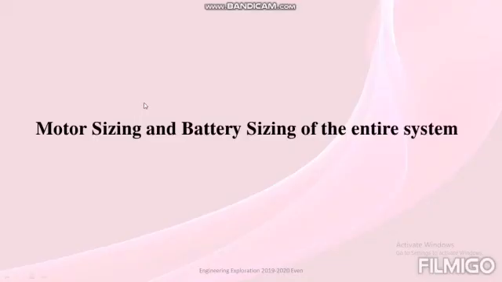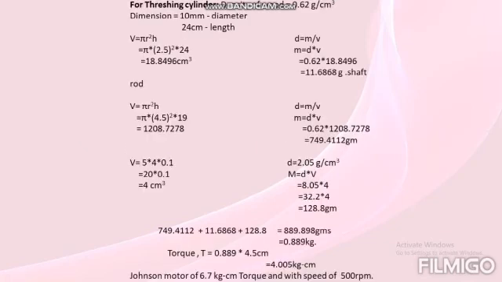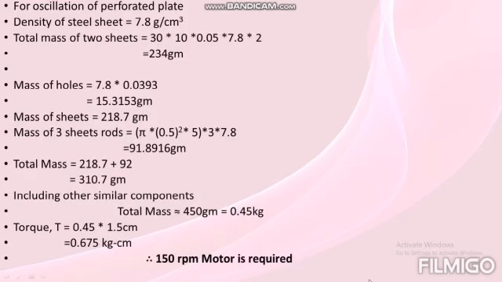Let us now look into the motor sizing and battery sizing of the entire system. After doing the calculations, we came to a conclusion that for the threshing cylinder, we need a Johnson motor of 6.7 kg cm torque with a speed of 500 rpm. And for oscillation of the perforated plate, we need a DC motor of 150 rpm.